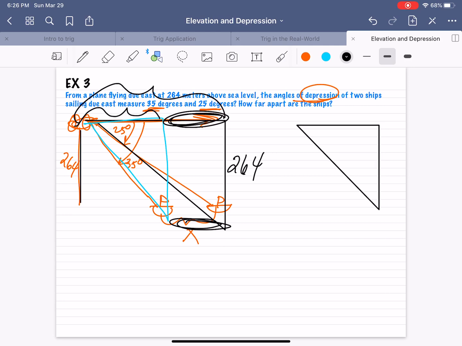So the big triangle. This was 264. And we are trying to solve for x, the big distance. And the angle of depression there was 25 degrees. Now for the smaller triangle, let me draw that in orange.